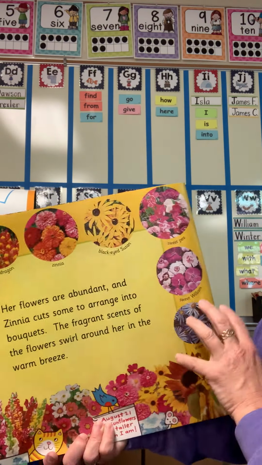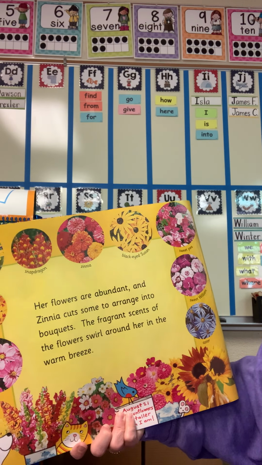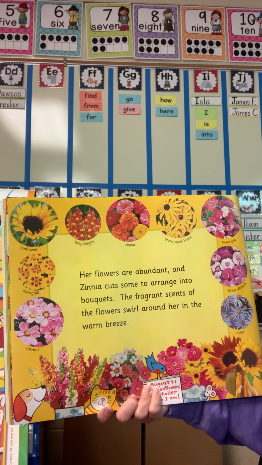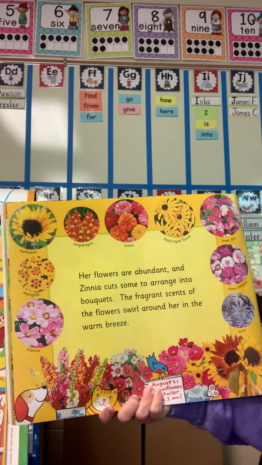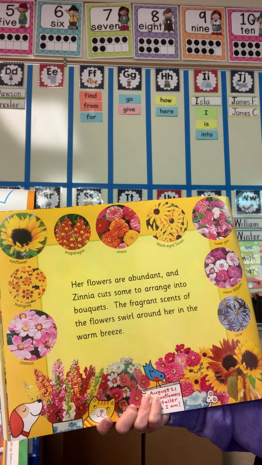Her flowers are abundant. That means there's a lot. And Zinnia cut some to arrange into bouquets. The fragrant scents of the flowers swirl around her in the warm breeze.